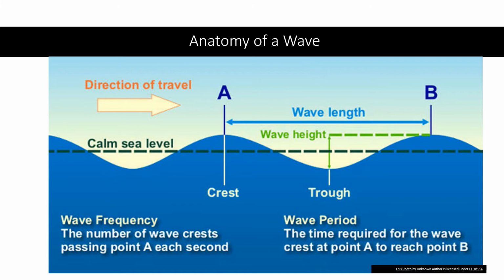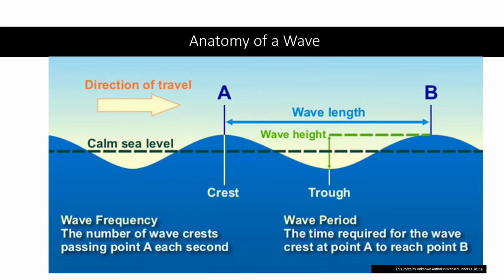If you're looking at the wave, notice there's a dotted line. That would be a very calm sea. So you're going from zero to the very top of a wave. That would be the crest. Or if you go from zero, which is the sea level, down to a wave, that would be the wave's trough. From the calm sea level to the crest, that distance from zero to the crest is called the wave height.